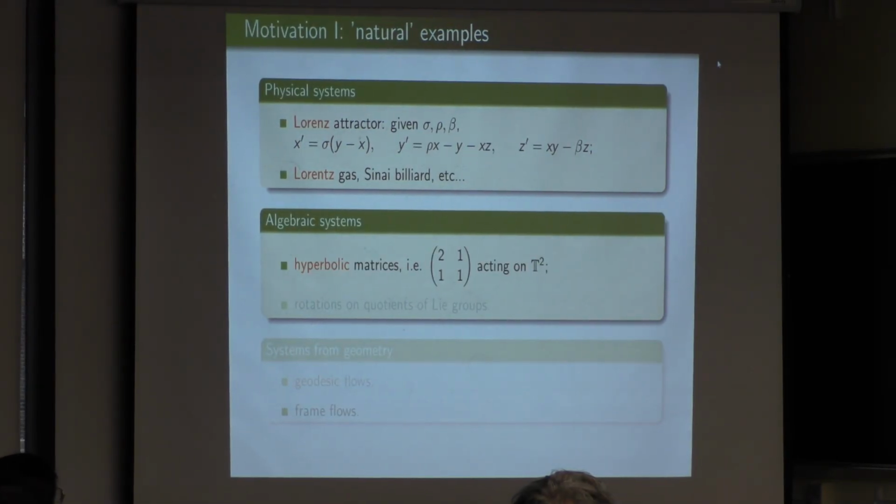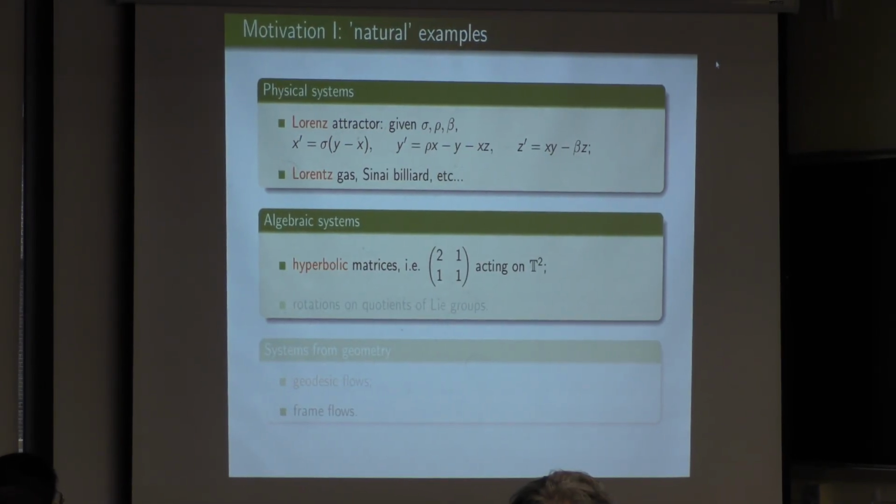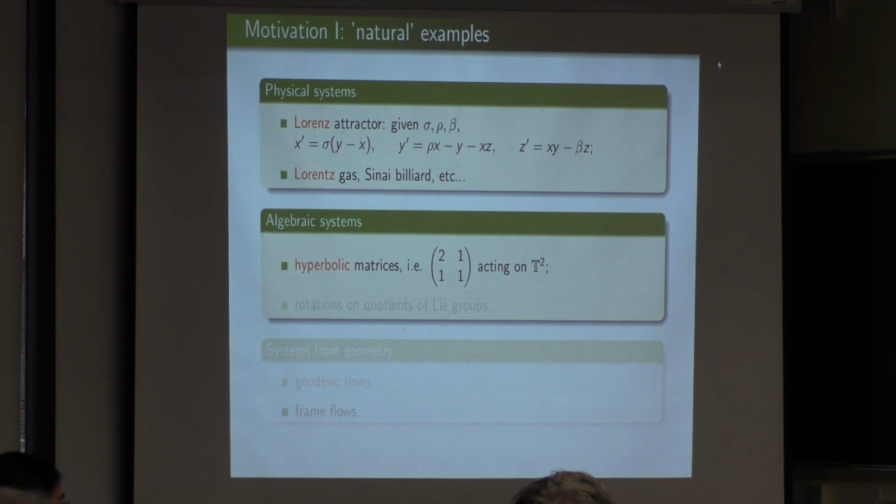Then maybe you have some simple systems. These are maybe the ones that appeal to people because you can just write them down and they are there. So for example, I take the 2-1-1-1 matrix. It acts on the plane. It is a transformation of the plane, but it is integer valued and therefore it descends to the torus. It has determinant 1, so it preserves area, right?